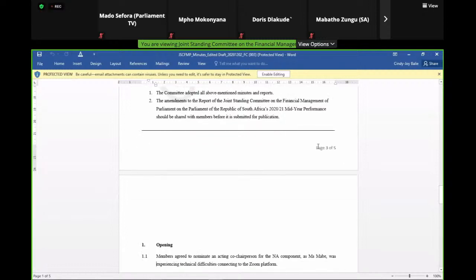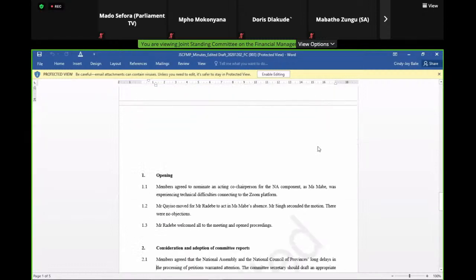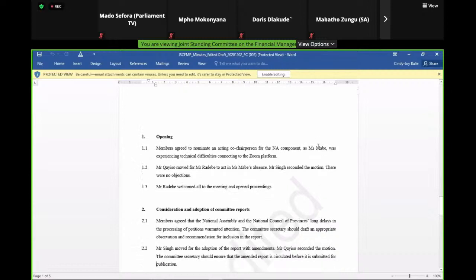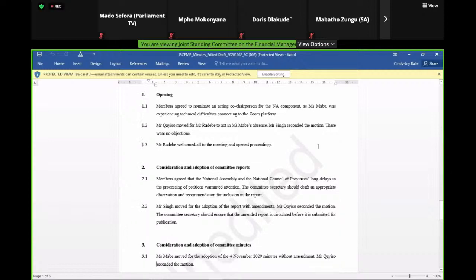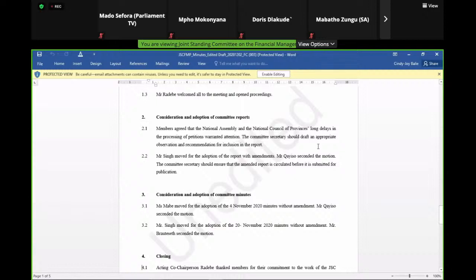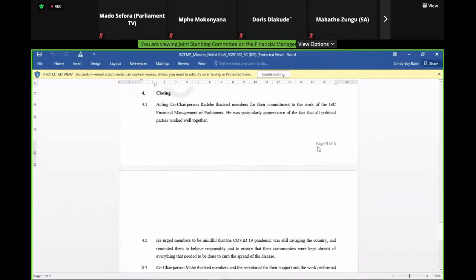Are there any corrections, members? Yes, the correction will be for Member Matlo not to be written there as absent. That one has been noted. Thank you. On the content, is there any member who would want to point out any correction? None. Can we then get a mover for the adoption?